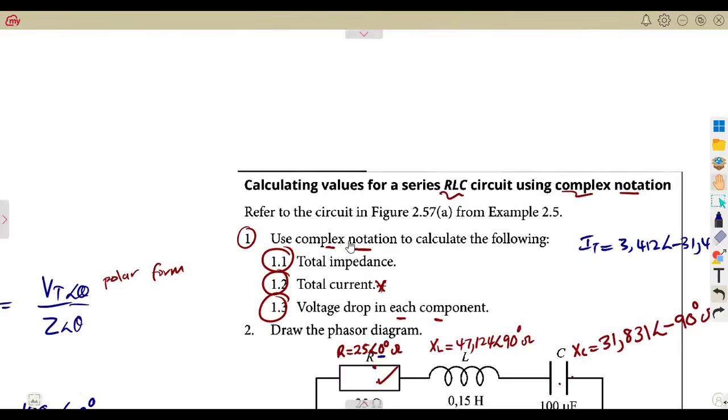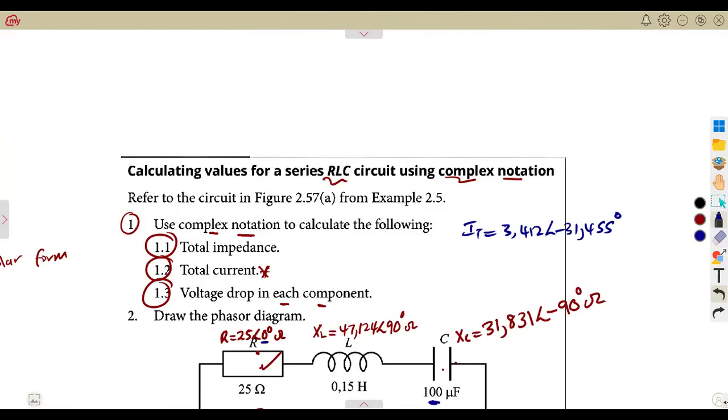All right, so we're going to have each component. Let's start with the resistor. The voltage across the resistor is the current across the resistor times the resistance value. But because of the angles, the current across the resistor has an angle. Remember, the current across the resistor, inductor and capacitor is equal because it's a series circuit. So you use the total current in place of the current across the resistor. You use the total current as it is.